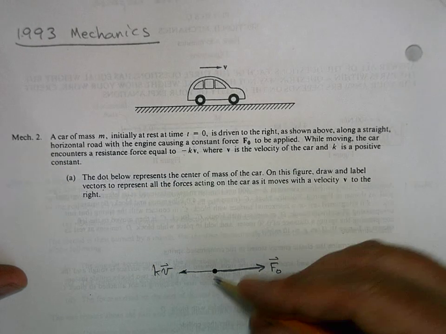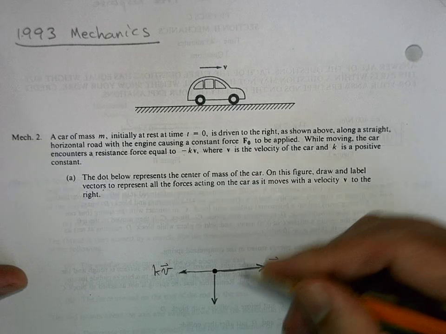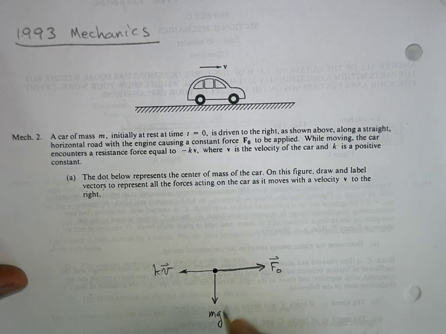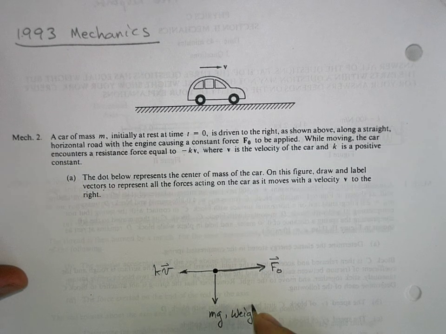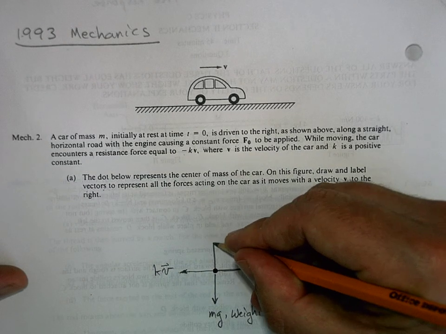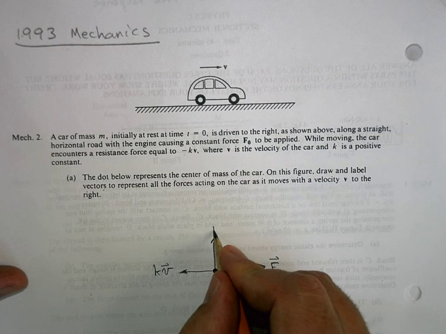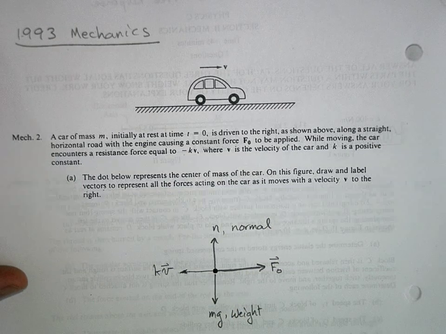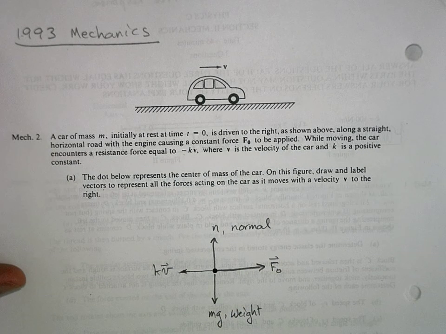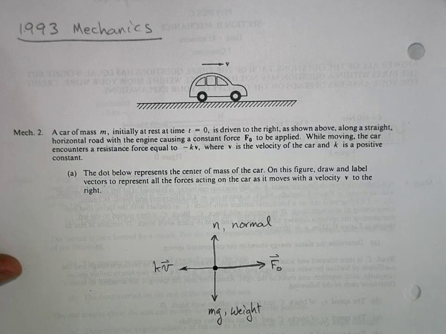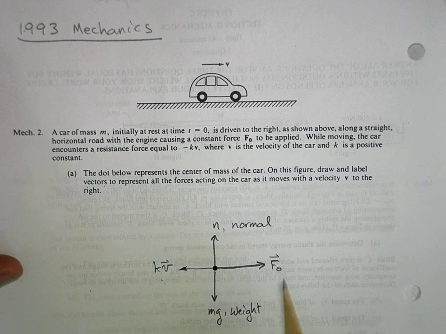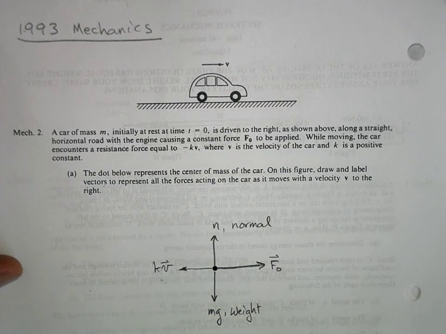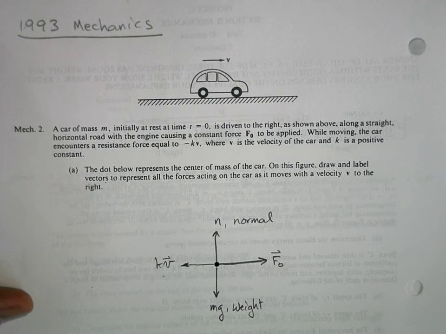And then, of course, we've got gravity, or the weight of the car, mg, and then we have a normal force that supports the weight. And of course the weight and the normal force really aren't going to have much to do with this problem. So there you go. Maybe you should label this the resistance force and this the applied force of the car. But I'm sure that'll get you full credit if you just did that.